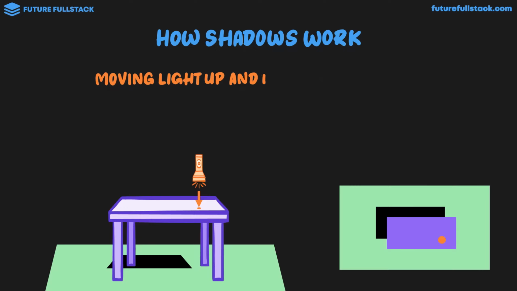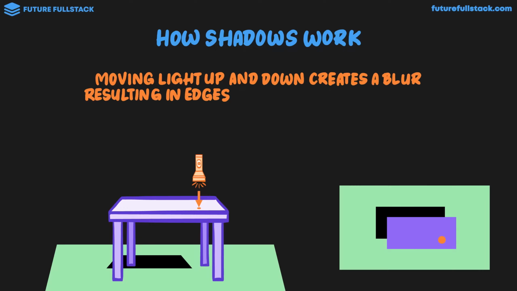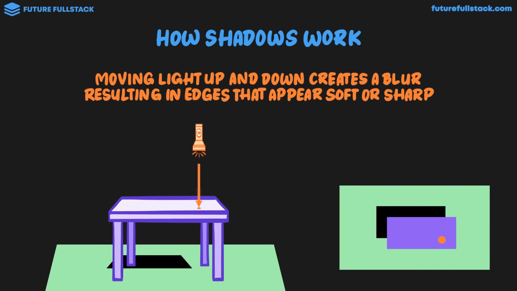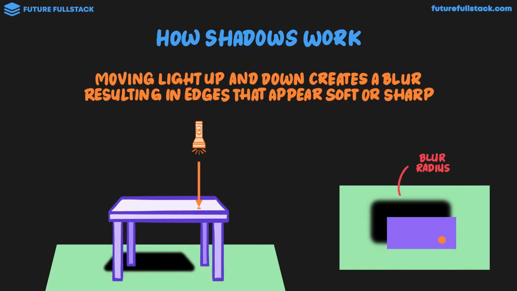Let's look at the second thing we can do. Moving light up and down creates a blur, resulting in edges that appear soft or sharp. So what I'm going to do is move the torch up, and this would result in the edges of our shadow blurring like this. So as we move our torch up and down, the edges of our shadow will become soft or sharp. And in CSS terms, we call this the blur radius.